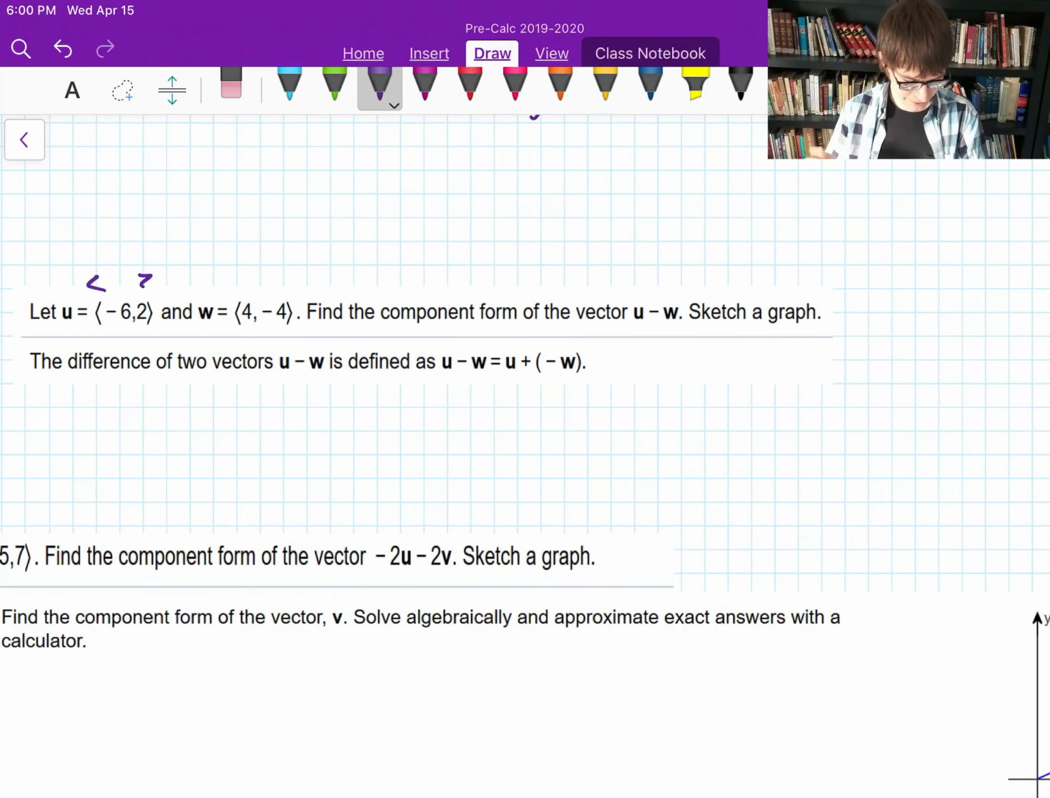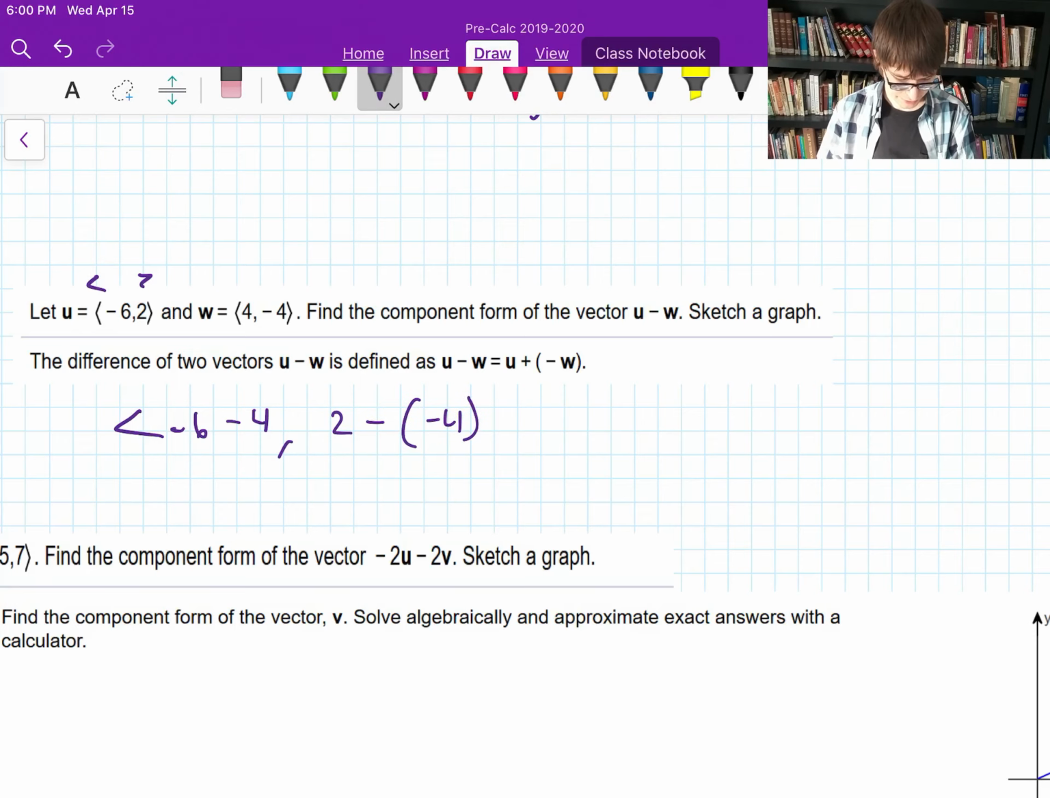The difference between the two vectors, we'll just subtract the two values. We'll just subtract the x's and subtract the y's. So we would say -6 minus 4 for the left side, and 2 minus -4 on the right side. And that's all we have to do. -6 minus 4 is -10, and 2 minus -4 is 6.